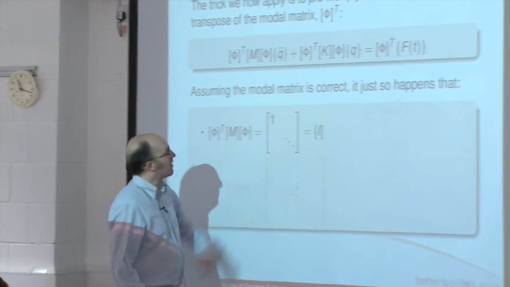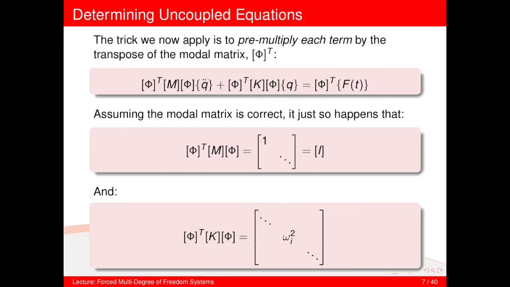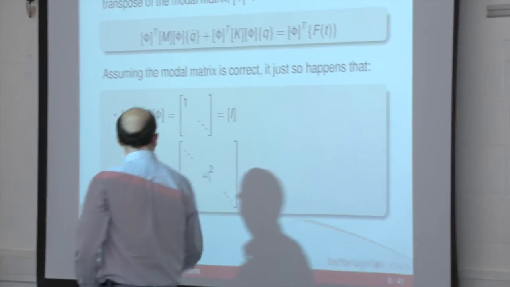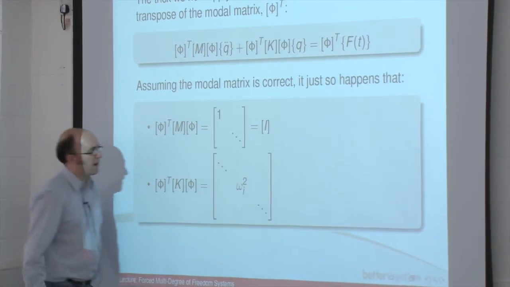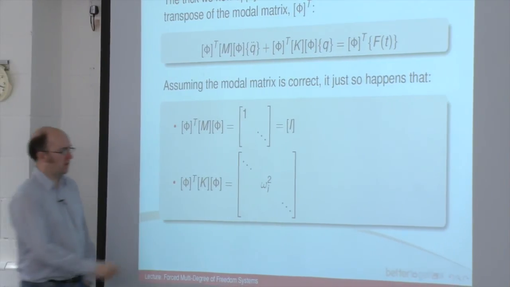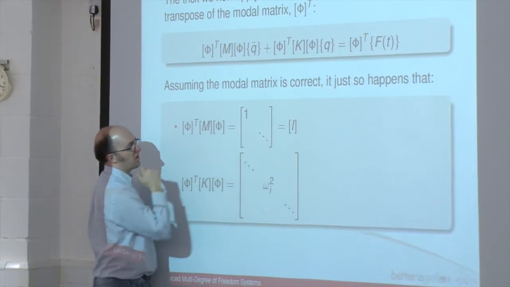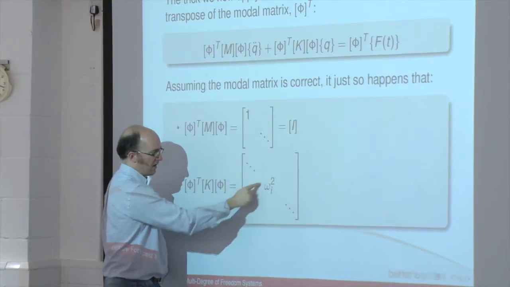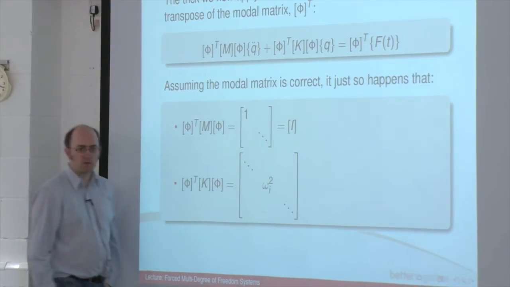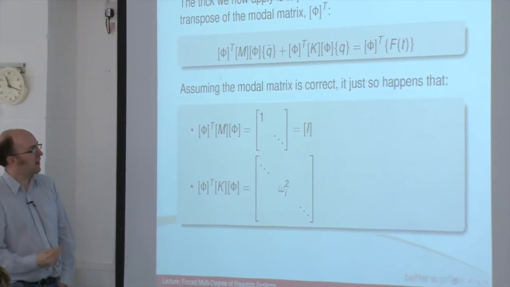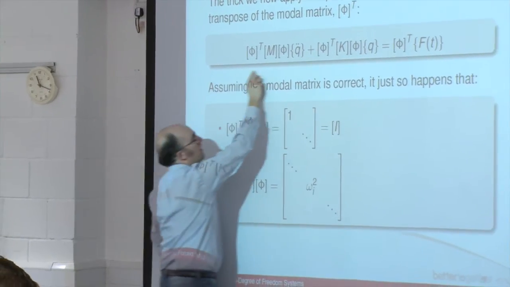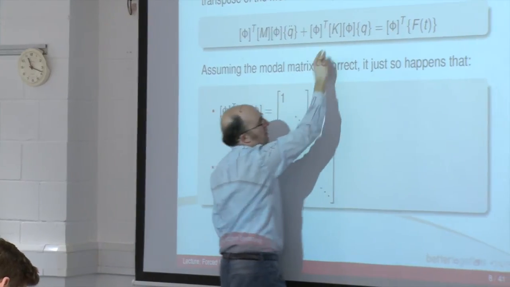And if you've got phi correct, then this term becomes a diagonal matrix. All the off diagonals are 0, down the middle you have omega i squared terms. So if you've got a 2 by 2, because you're dealing with 2 degrees of freedom, this would be omega 1 squared, and this would be omega 2 squared. All the other terms are 0. If phi is correct, then this term becomes 1, this term becomes omega squared.